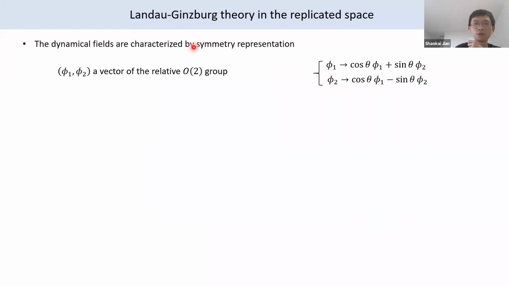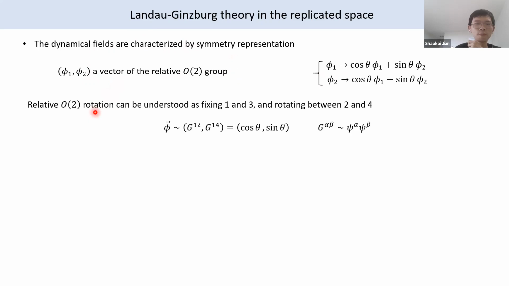So we have the symmetry. We can write down the effective action, the Landau-Ginzburg theory. What we find interesting is the vector representation of the relative O2 symmetry. So it is a vector, and the relative O2 is to fix 1 and 3 components, and then rotate between 2 and 4. So naively, this vector is given by the correlation function. G alpha beta is the correlation between Majorana fermions in different contours. So G12 and G14 is the vector we talk about. When we fix 1 and rotate between 2 and 4, obviously we get an angle value. So this is the relative O2 symmetry.